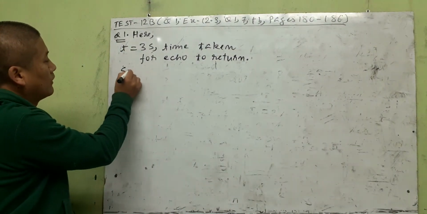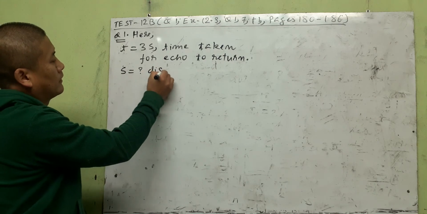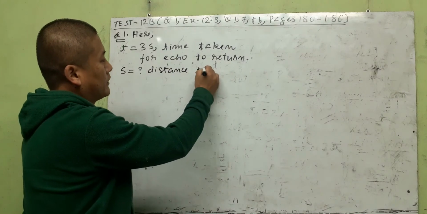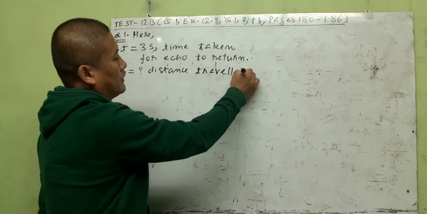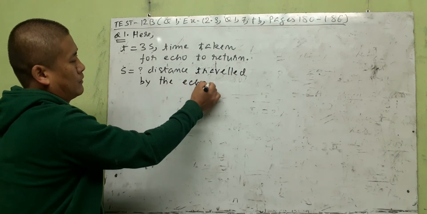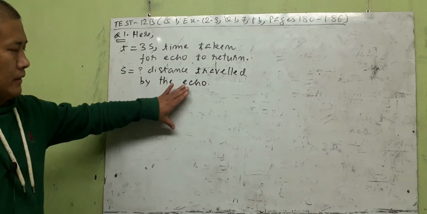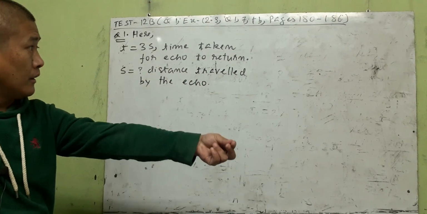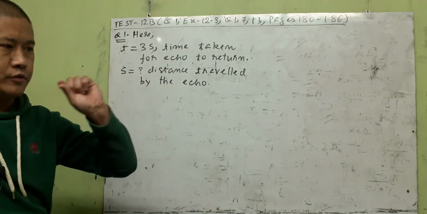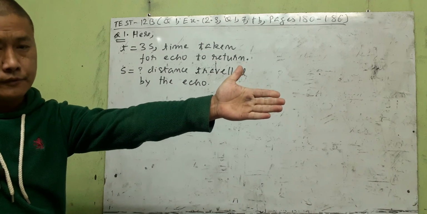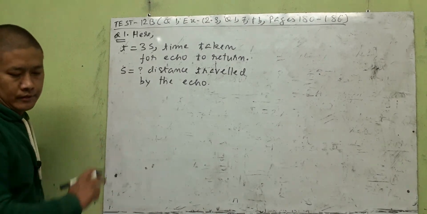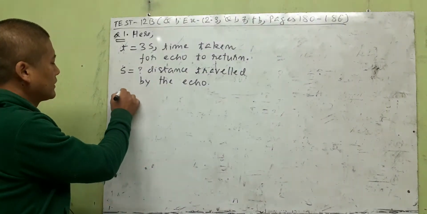Now S, this is the question mark, this is the distance traveled by the echo. Kindly note this one clearly, later on we'll discuss. This is not the distance between the source and the reflecting surface. This is the actual distance traveled by the sound from the source, and after reflecting from the surface, coming back to the source again. That is this S. This is not what the question is asking, but we need this.